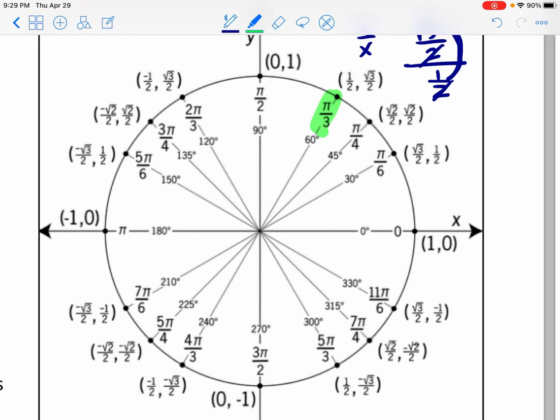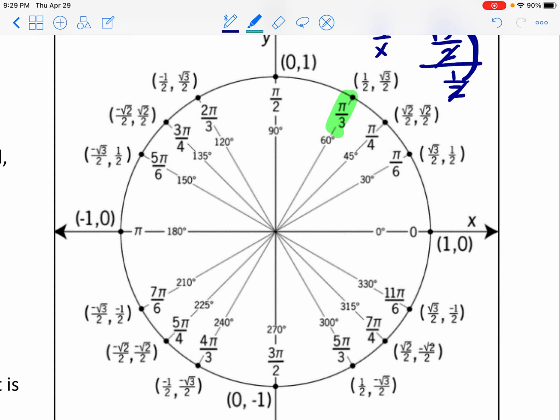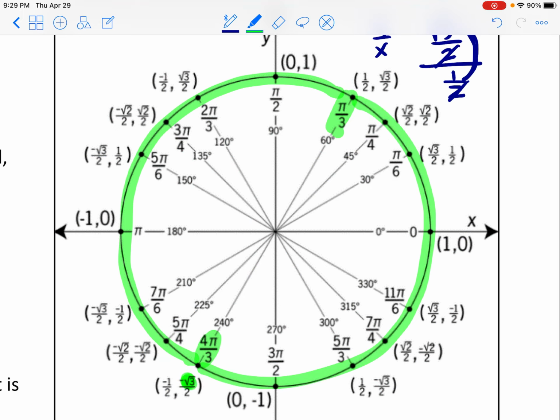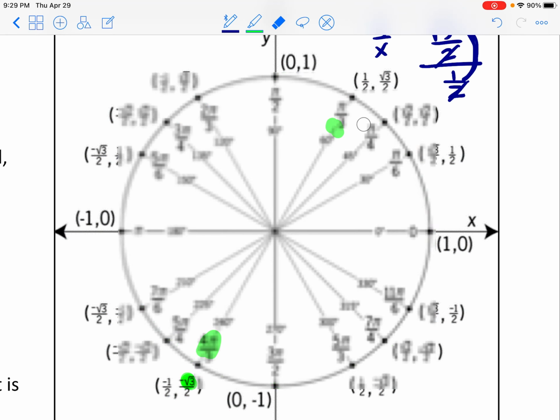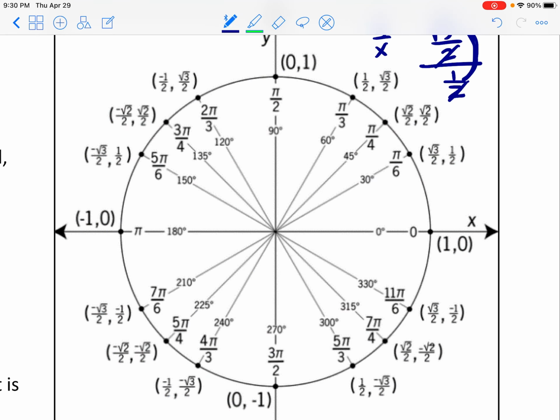I'm just looking for the positive one first. Pi over 3, and that reoccurs, negative here is going to make a positive. So at pi over 3, and every 180 degrees from there. So if I go pi over 3 and then 180 degrees, I'll get another solution, and then 180 degrees, another solution. So I actually don't have to state this for pi over 3. If I just say pi over 3 plus 180 degrees, or pi radians.